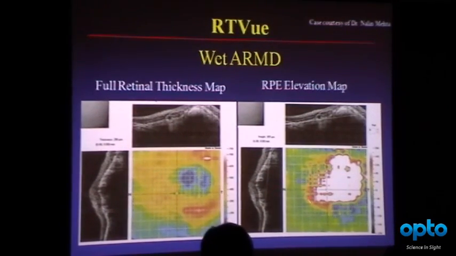Full retinal thickness, and this is the RPE map showing the pigment epithelial detachment in detail. And notice the retina is thin over the pigment epithelial detachment. This is something that's being noticed now quite often, that over pigment epithelial detachment, there obviously is retinal atrophy in many cases.